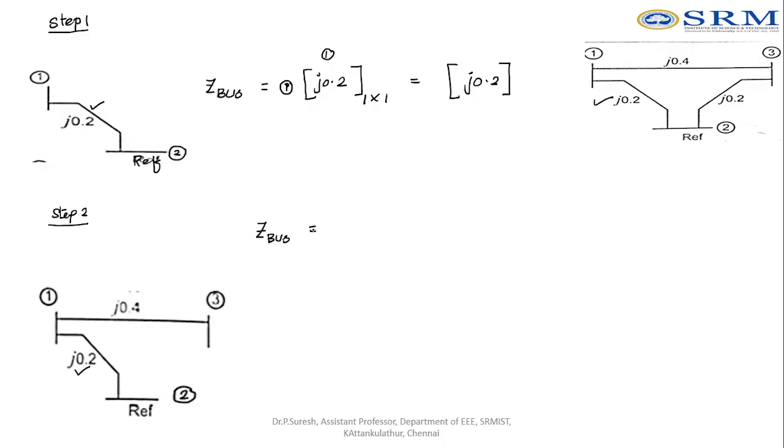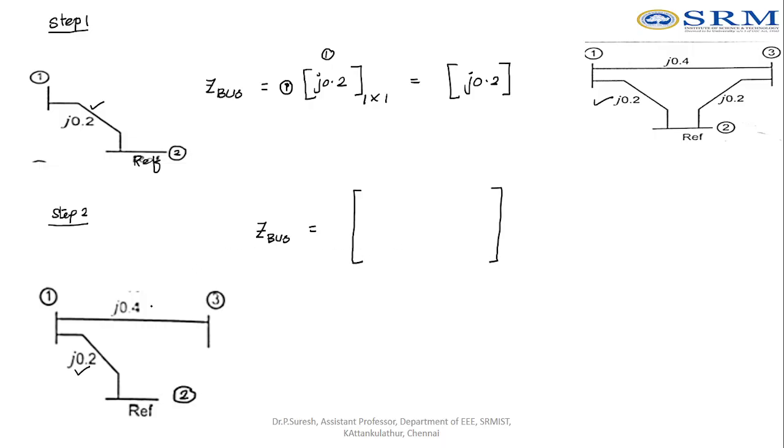What is the size of the matrix? You can see there are 3 buses. One of the buses should be considered as the reference bus. Number 2 is considered as the reference bus. So leaving that we have 2 buses, then the size of the matrix will be 2 by 2. You can see here this is the size of the matrix.